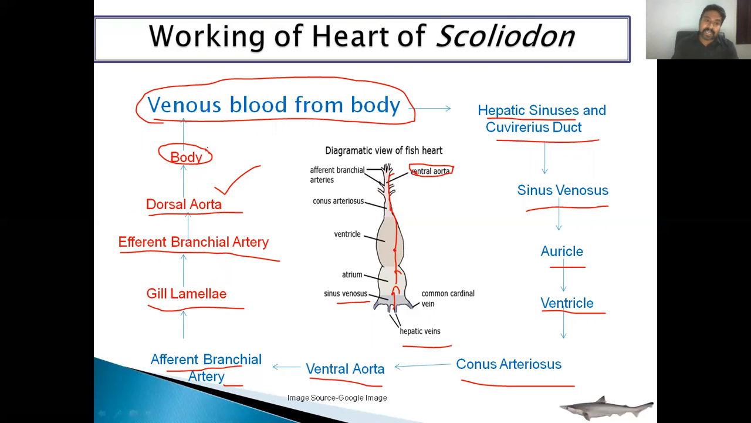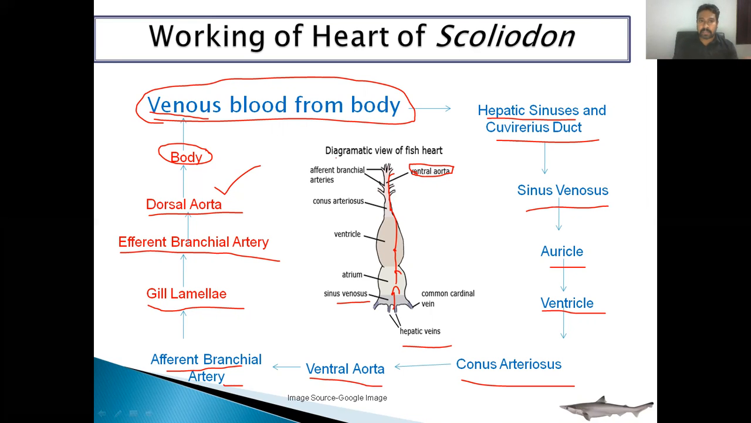Now the blood collected by the veins from the organs of the body is venous blood. This venous blood is again pumped to the heart. So this is the cycle. In this way, the blood flows, and there is a cycle of oxygenated and deoxygenated blood. But in the case of Scoliodon, the heart receives only venous blood. That's why the heart of Scoliodon is called a venous heart. It is a two-chamber heart: one is the auricle and one is the ventricle. And there is only single circulation, meaning the blood passes through the heart only a single time.